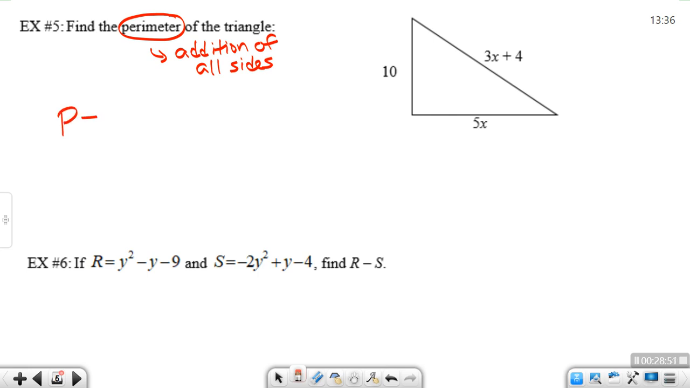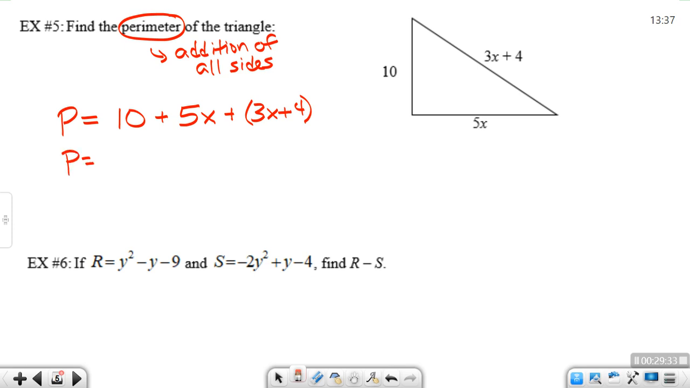So the perimeter for this triangle is simply going to be the addition of all the sides. So I've got 10, that's the height, plus 5x, that's the base, plus the hypotenuse. Now, pay attention here because the hypotenuse is actually a binomial. So I'm going to go ahead and put that in parentheses. Now, do I truly need the parentheses? Not necessarily, because I'm adding. However, the parentheses tell us that that 3x plus 4 represents one thing. In this case, it represents the length of the hypotenuse.